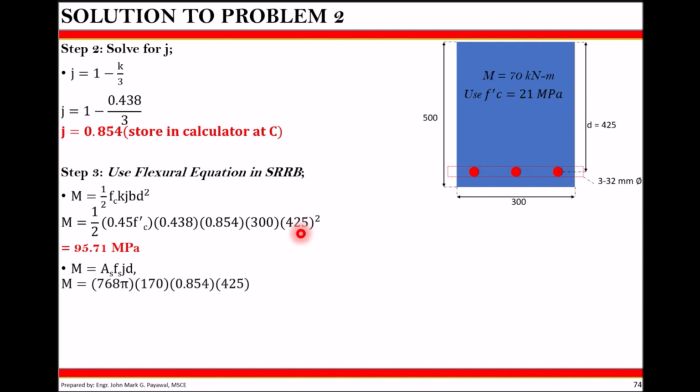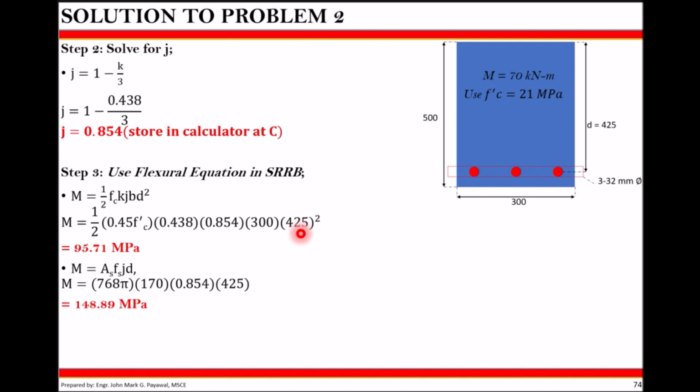For the other, As is 768 pi, Fs is given as 170 from the given problem. Your j is 0.854, but we use the exact value to come up with better, exact results. And then d is 425. The value would be equal to 148.89 kilonewton meter.